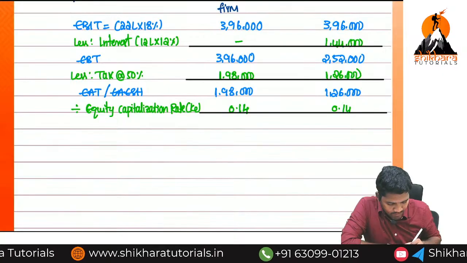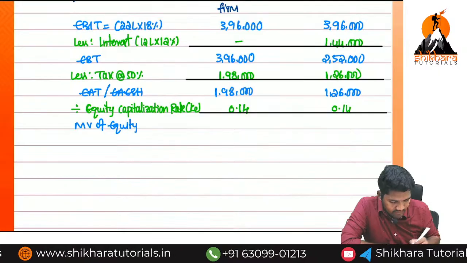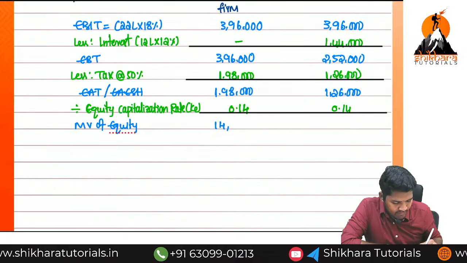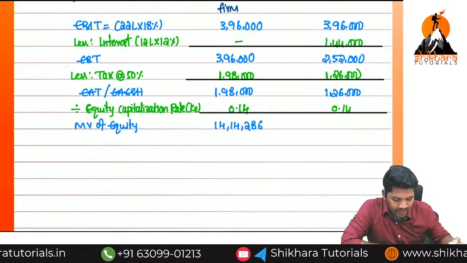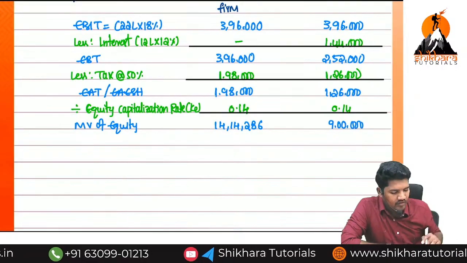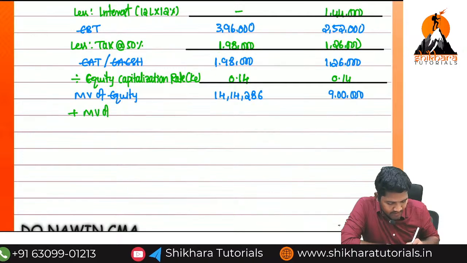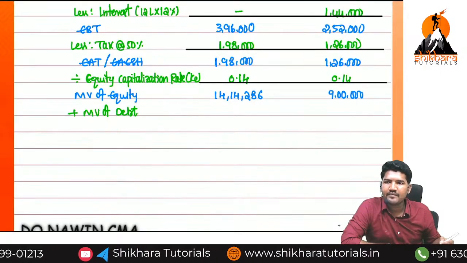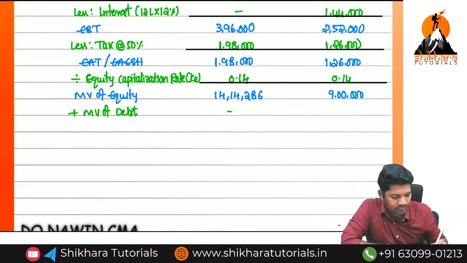So you will get an answer called market value of equity. Answer: 14 lakh 286. What about the A Limited market value? 9 lakhs. Add market value of debt. For which limited? S Limited or A Limited? A Limited only. How much? 12 lakhs.